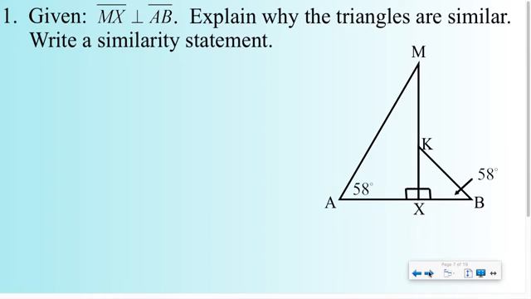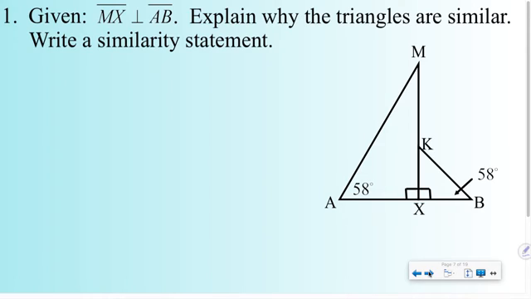What does it mean again if segments are perpendicular? They make right angles. So where MX intersects AB, they've given us these right angles. Whenever I look for similar triangles, I always try and find congruent angles first. I think the angles are easier to check than proportions. Do I have any congruent angles in these two triangles? Which ones?